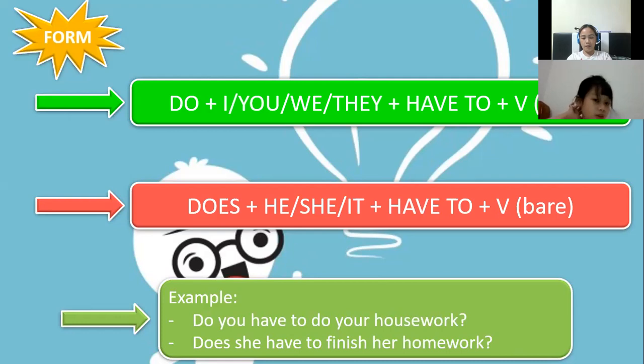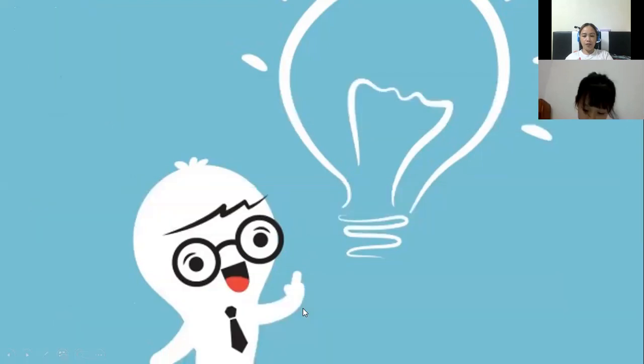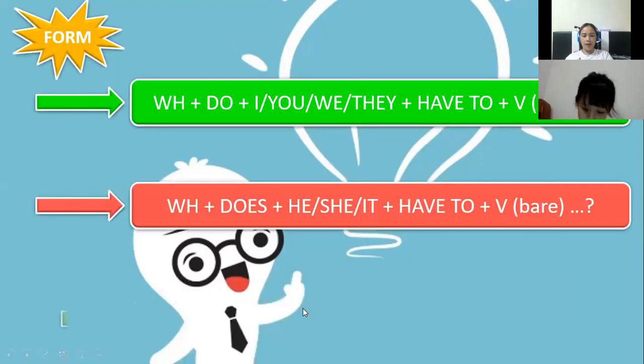Do you, we, they have to verb? Does he, she, it have to verb? Example. Do you have to do your housework? Does she have to finish her homework? Okay. Do you have to do your housework? Does she have to finish her homework? Okay, next.